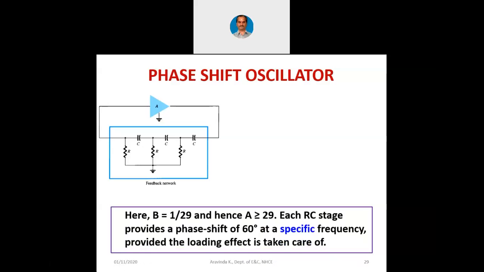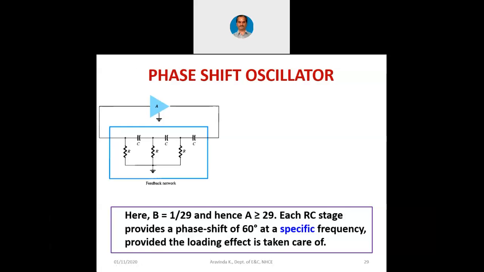Here, beta is supposed to be 1 by 29 and hence A is supposed to be greater than or equal to 29. Now, why is beta supposed to be 1 by 29? That analysis is beyond the scope of our syllabus, because we will have to perform a frequency domain analysis for this complete circuitry, and it is a very lengthy and elaborate procedure.